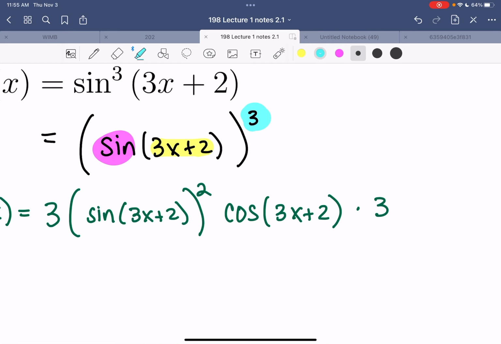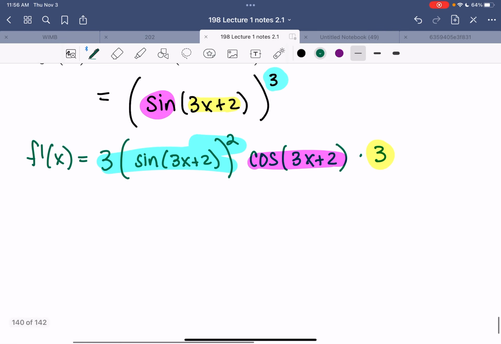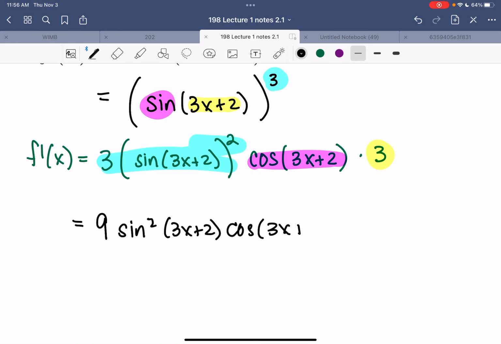So if we think about how it matches up, this whole piece is the derivative of the 3. This is the derivative of the sine. Oh, whoops. Wrong color. This is the derivative of sine, and this is the derivative of the inside function. Notice that your trig functions never change their argument. The argument of the trig function, meaning what comes after the trig function, should always, always, always be the same. You can clean this up if you like by putting the 3's together. So this is 9 times sine squared of 3x plus 2 times the cosine of 3x plus 2.